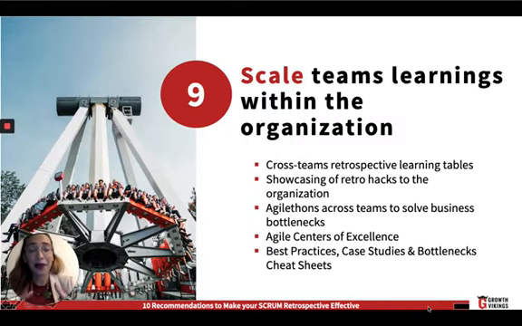The ninth recommendation is to scale your team learnings within the organization. Other team members within the organization might face the same bottlenecks that your team faced, and they might benefit from the learnings of your team and the solutions that your team came up with.